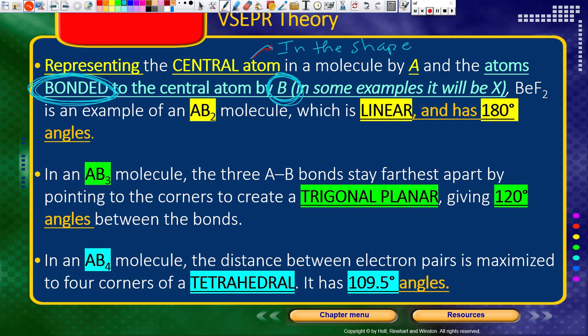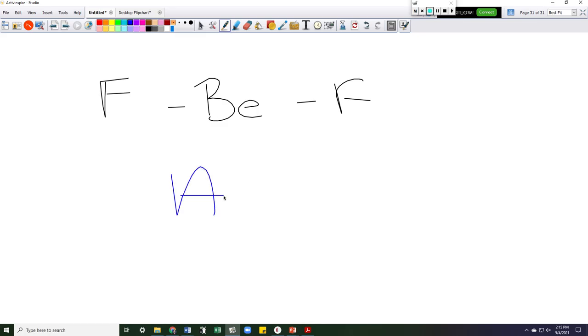Okay, so when we have this molecule, let me go back, I'm going to redraw this. Which element is the central atom? Is everybody okay with that? What letter stands for the central atom? A. What atoms are bonded to beryllium? F. Fluorine. Okay. What letter stands for the atoms bonded to the center? B. But here's the important question. How many B's are there? 2. Does that make logical sense?